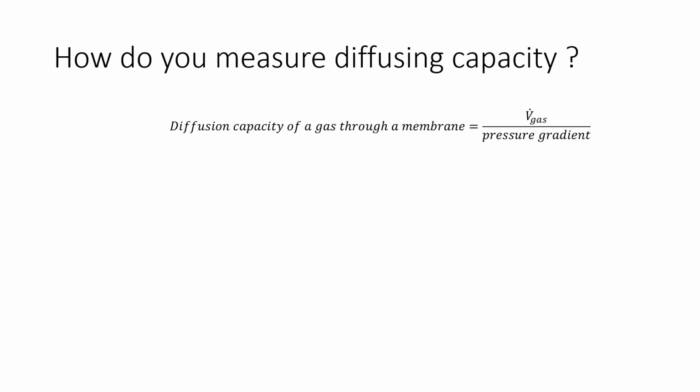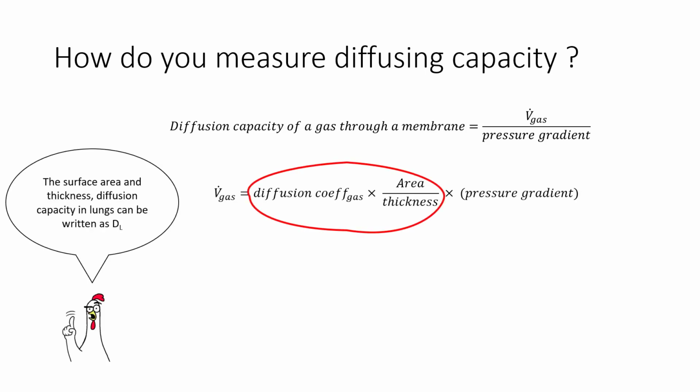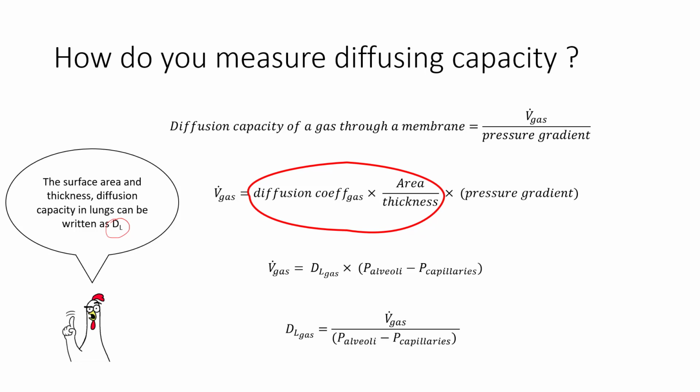Diffusion capacity is defined by the volume of gas going through the surface per minute divided by the pressure gradient. And this is nothing but the diffusion coefficient of the gas multiplied by the area and thickness. We denote this as DL, that means diffusion capacity of the lung for a given gas. In short, you can write this equation as diffusion capacity of gas is the volume of gas that goes per minute divided by the pressure gradient, and in this case P alveoli minus P capillaries, or vice versa depending on how the gas diffuses.